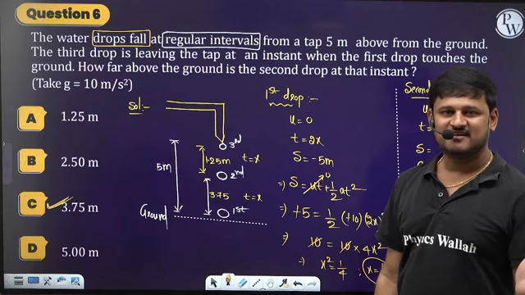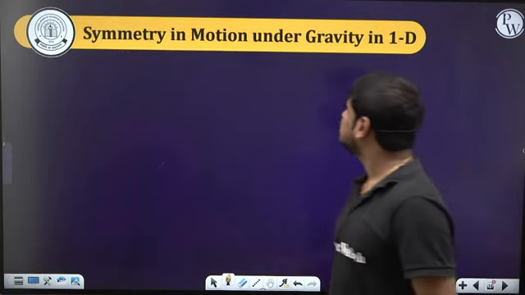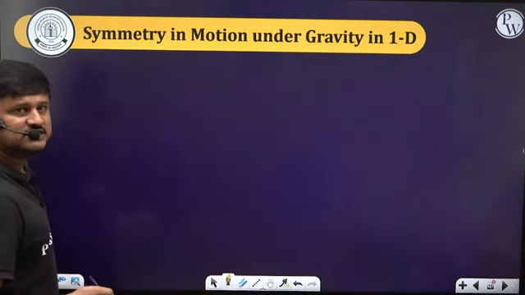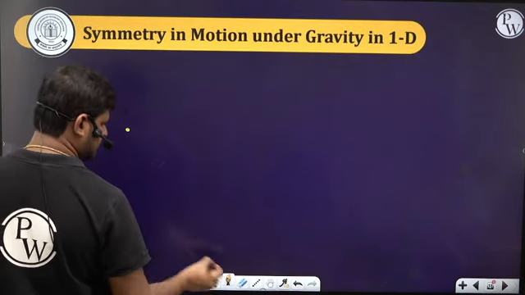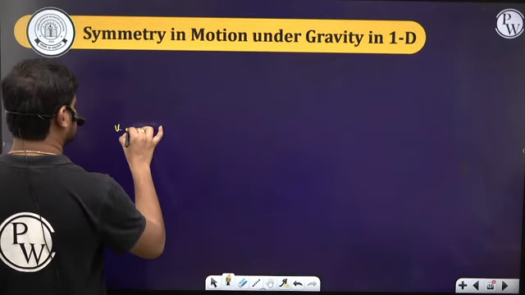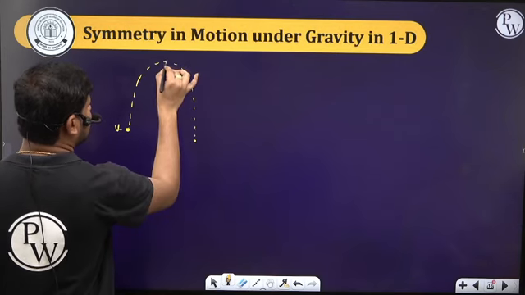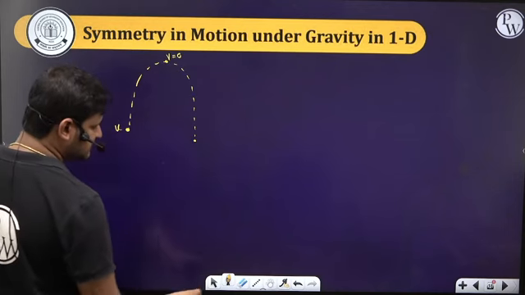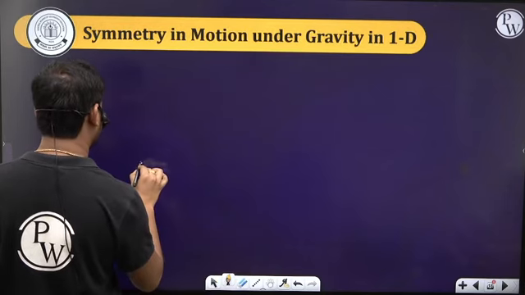Concept is clear, right? Chalo. Next. So now, symmetry in motion under gravity in 1D. What does it mean by symmetry? First of all, when you throw an object like this, with some initial velocity, let's suppose this object has reached some height, and then again from here it is falling. You know that the velocity will be 0 at the maximum height.